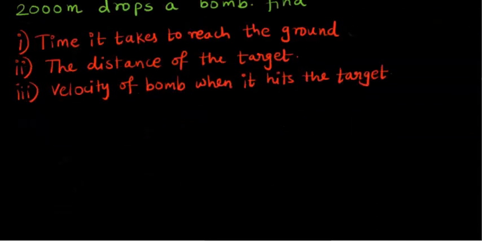So let's visualize this situation. I have an aeroplane like this. This is an aeroplane, and the aeroplane is moving in the right direction with a certain speed, which is 200 meter per second. And at this point, it releases a bomb. Let me show it in the yellow color.